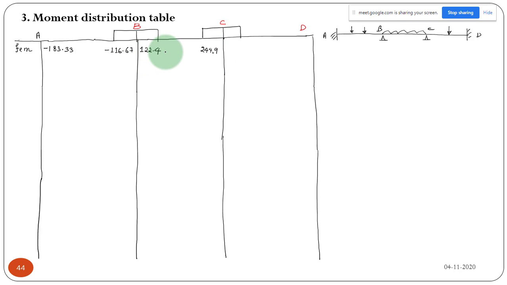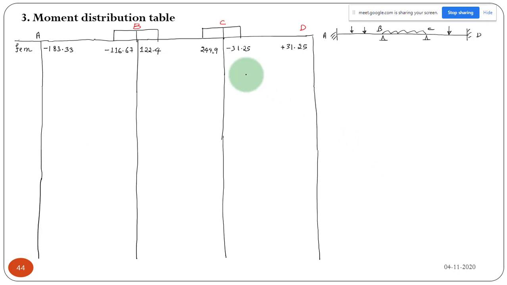All these two values were positive. It became positive because the additional delta moment came, the clockwise moment. So finally that negative moment became positive, 122.4. This was minus 31.25, it is plus 31.25. That is the first step: write down the FEM values.